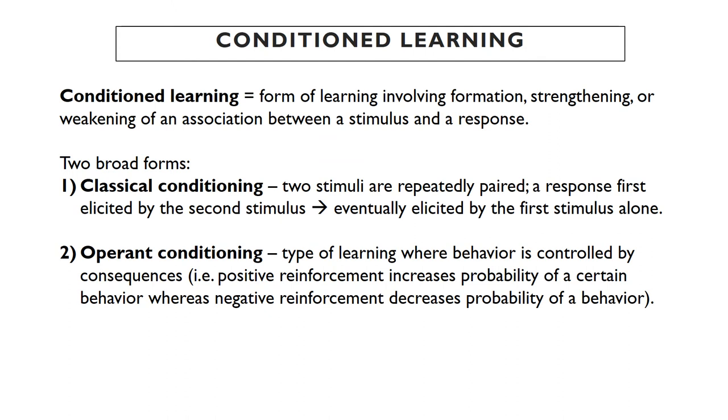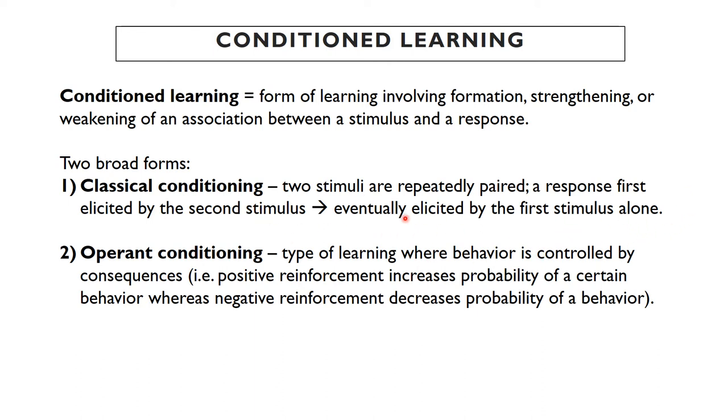So this brings us to a little bit more nuance in understanding these different forms of memory. Here we're going to be talking about conditioned learning. Conditioned learning involves formation, strengthening, or weakening of an association between a stimulus and a response. So this is where the striatum can play a big role. There are two broad forms of conditioned learning. We have classical conditioning, where two stimuli are repeatedly paired, and a response first elicited by the second stimulus is eventually elicited by the first stimulus alone.